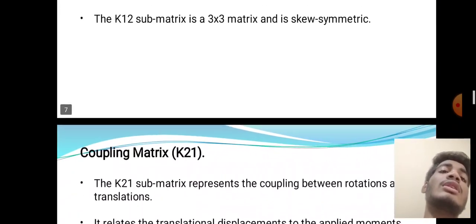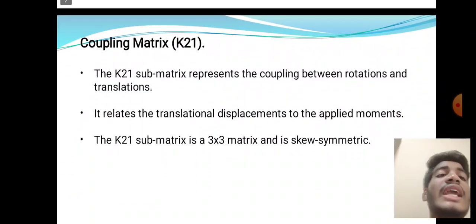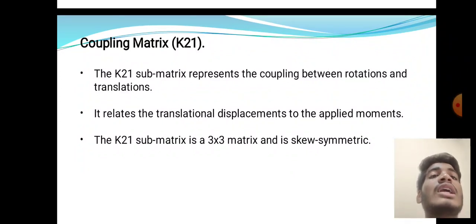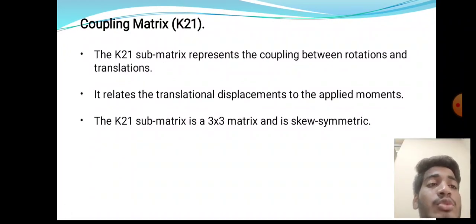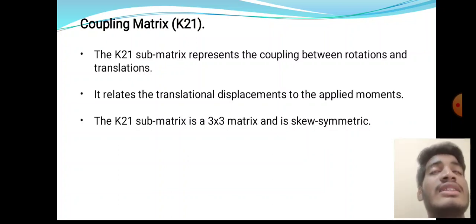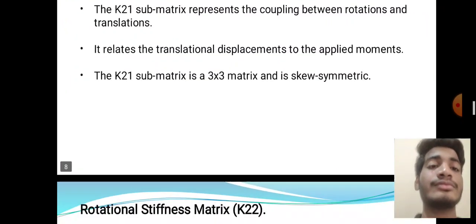If we talk about the coupling matrix which is K21, the K21 submatrix represents the coupling between the rotations and translations. It relates the translation displacements and applied moments. The K21 submatrix is a 3 cross 3 matrix and it's a skew matrix.